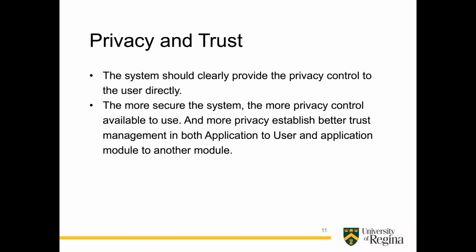Privacy and trust. Privacy and trust are both very important since we are collecting very confidential details about a user, and some of the privacy controls should be given to the user directly. The more secure the system, the more privacy controls are available to the user, and the more privacy established, the better the trust management, both from application to user and from one application module to another.